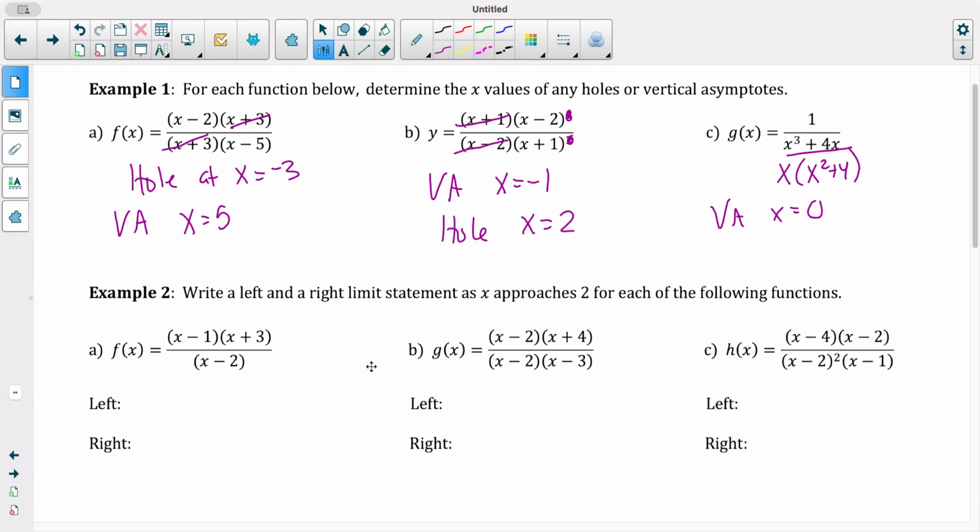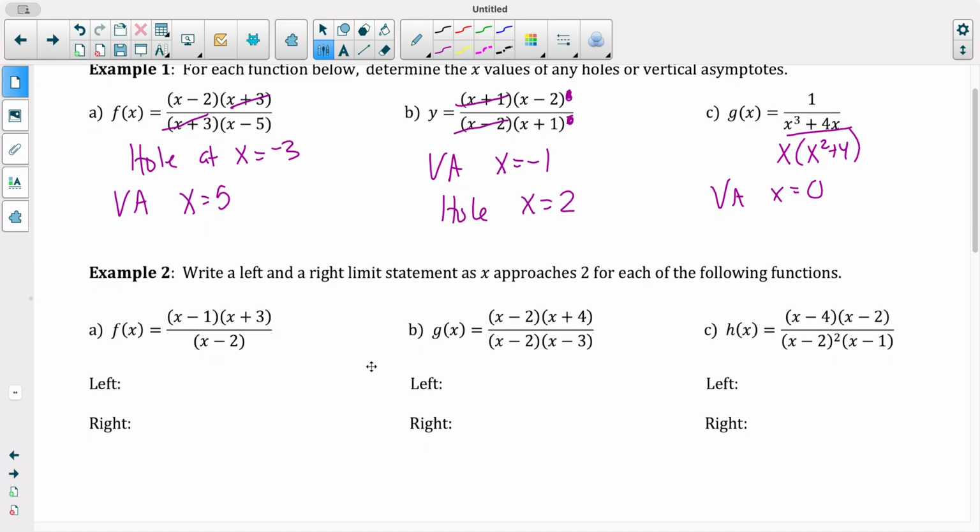Okay, limit statements when it comes to end behavior. Oh, no, sorry, not end behavior. We've already talked about end behavior because that's the horizontal asymptote. Okay, so as x approaches 2. Right now, nothing cancels, right? So I know for a fact that I have a vertical asymptote at x equals 2.